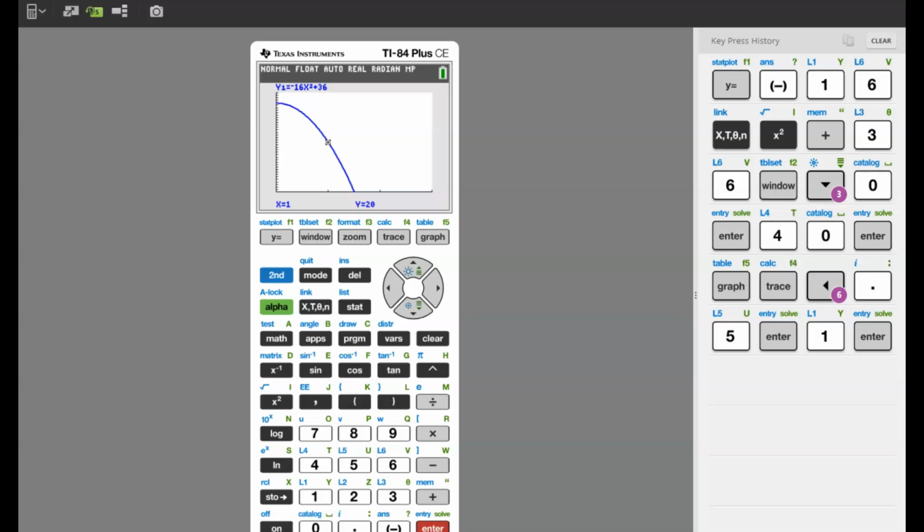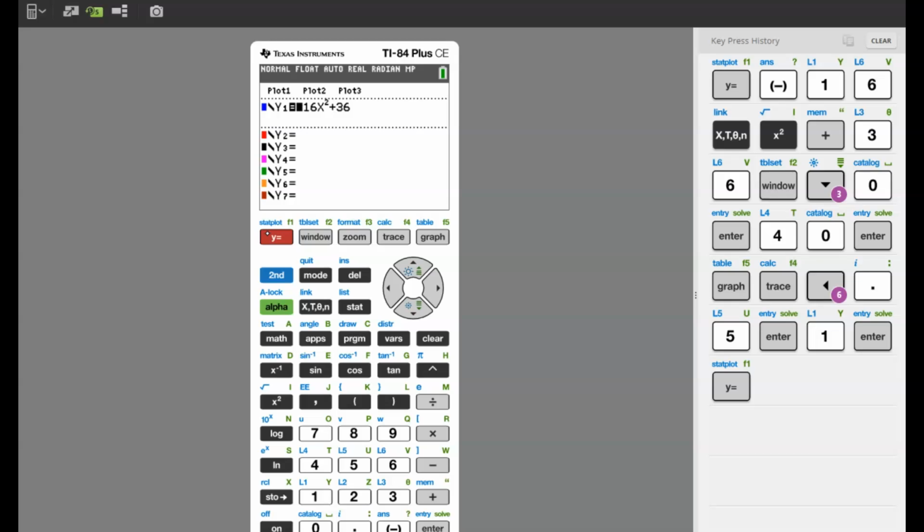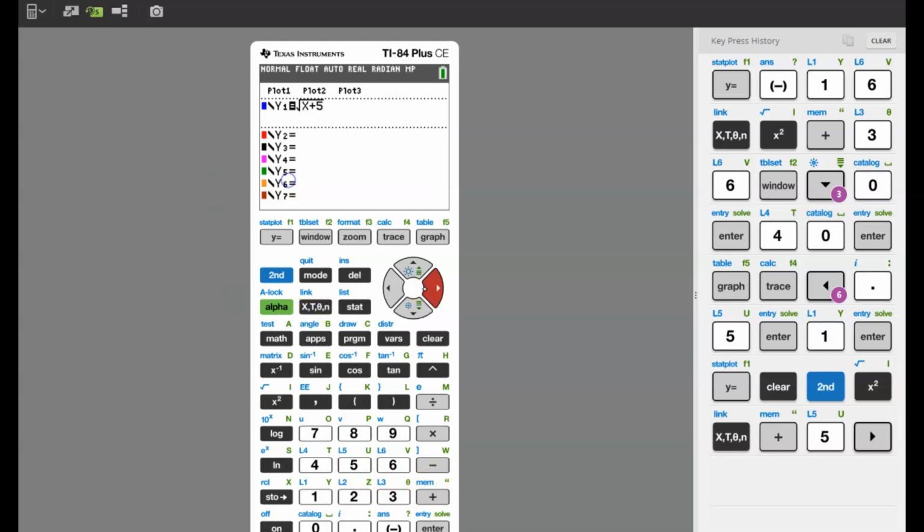So this is where we left our calculator, and we need to go back to y equals to put in our new equation. We need to get rid of what's there, so we're going to press the clear button. And then we're going to type the square root, which is the second x squared button. You can see the blue up above the key, which tells you that that's what you want to type in. And then we type in our equation using this x plus 5, get out from under the square root, plus 1.